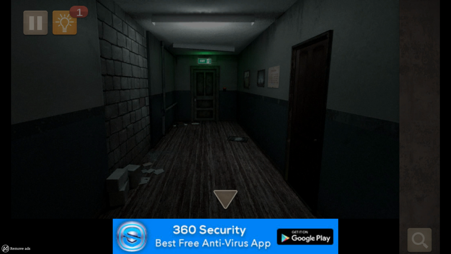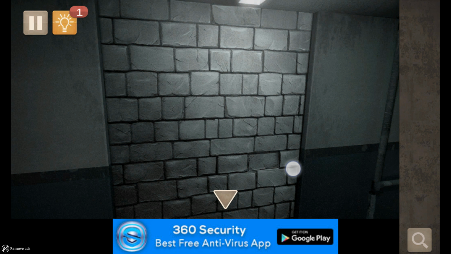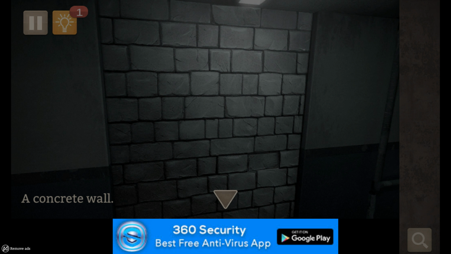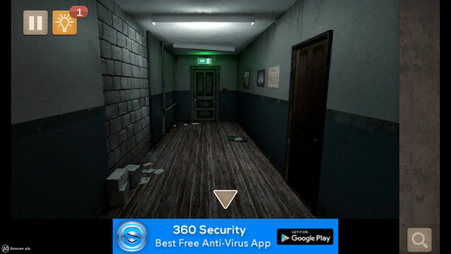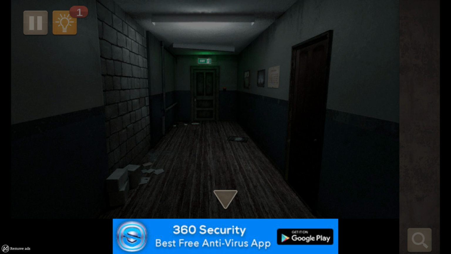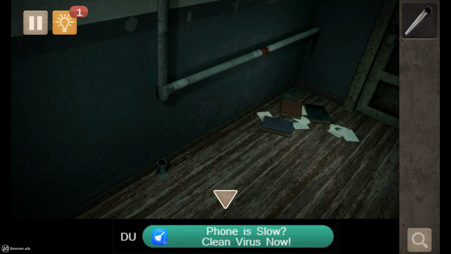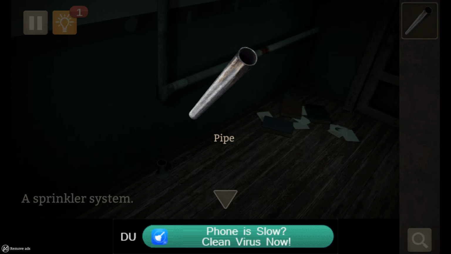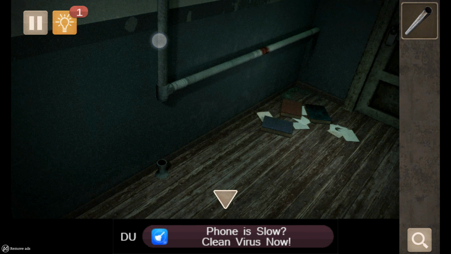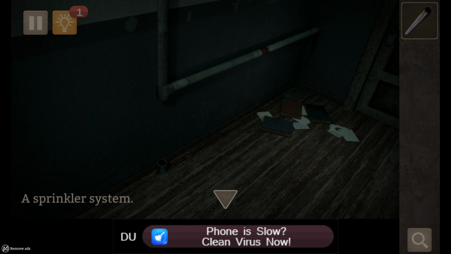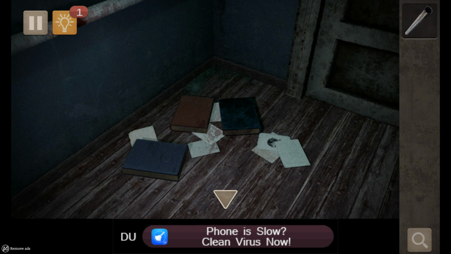All right, so this is a pretty obvious wall here, different. And this brick here looks... Okay, well, it looked different. I thought that was going to be it. I don't see any difference. Okay, so we'll figure out what's up with the wall later. Look at this little corner here. We get a pipe. Yep, little pipe. And some books. So let's look at these books here.